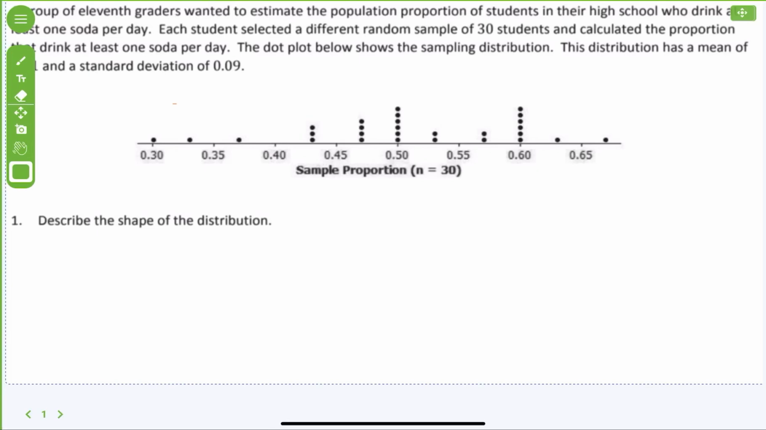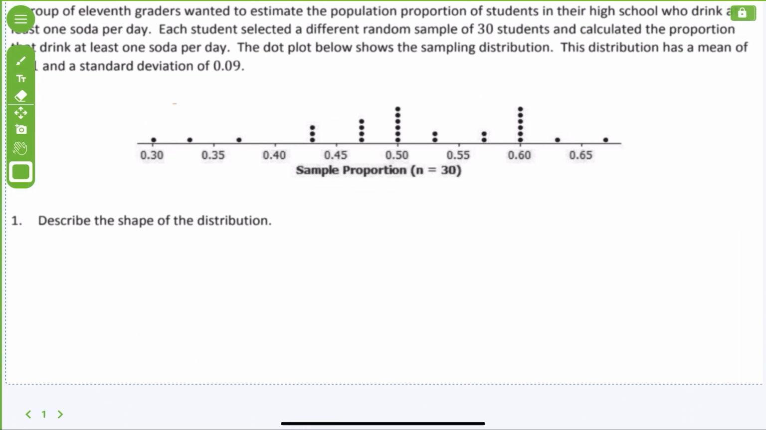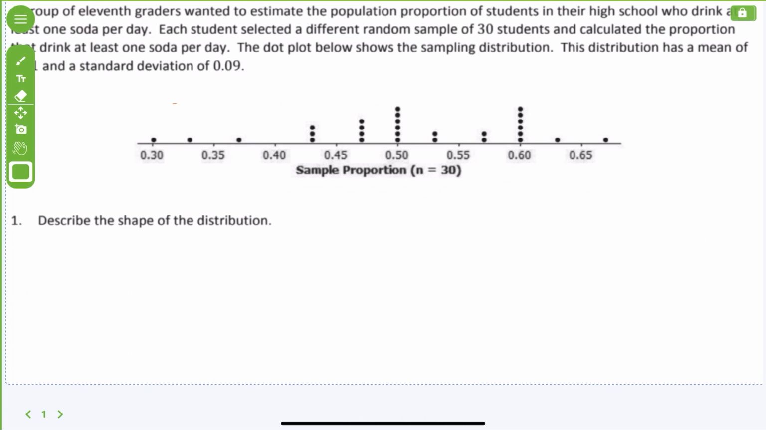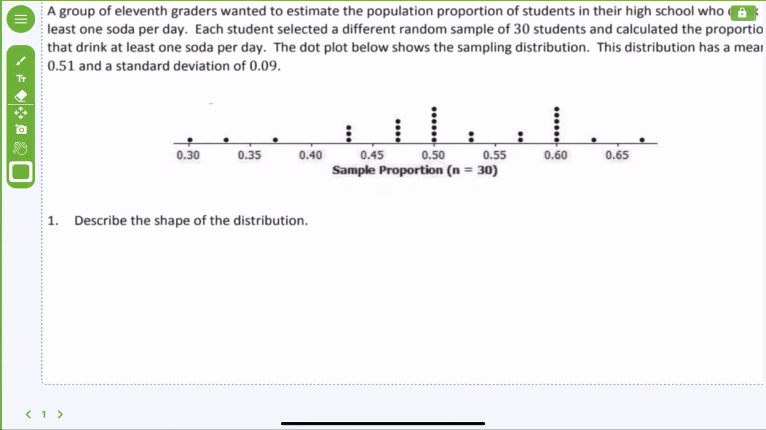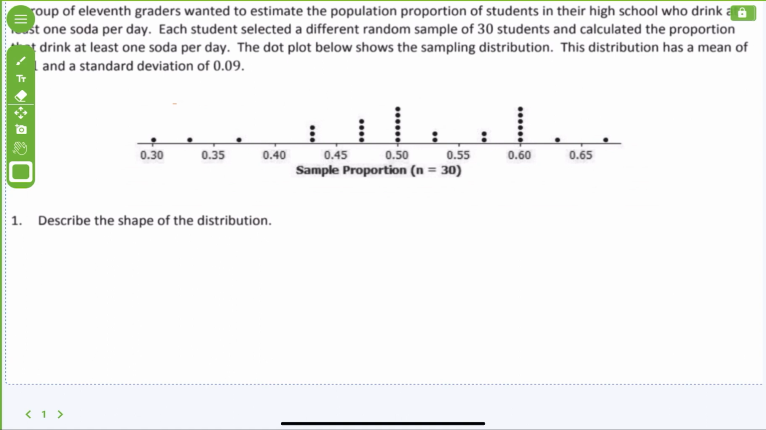It says a group of 11th graders wanted to estimate the population proportion of students in their high school who drank at least one soda per day. Each student selected a different random sample of 30 students and calculated the proportion that drank at least one soda per day. The dot plot below shows the sampling distribution. This distribution has a mean of 51 hundredths and a standard deviation of 9 hundredths.